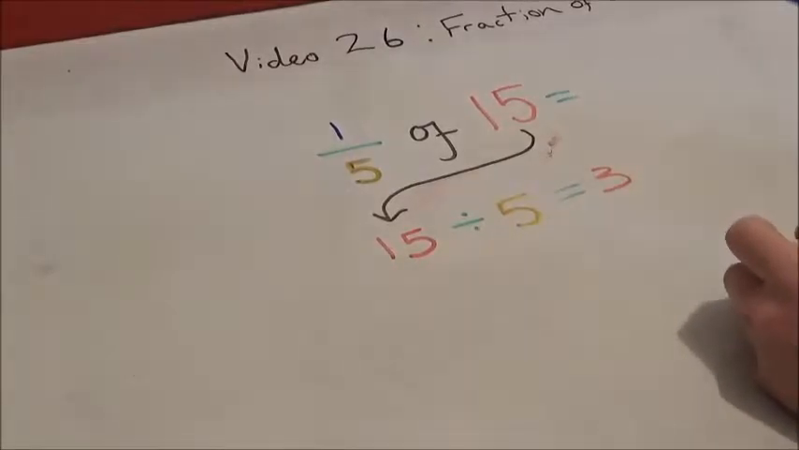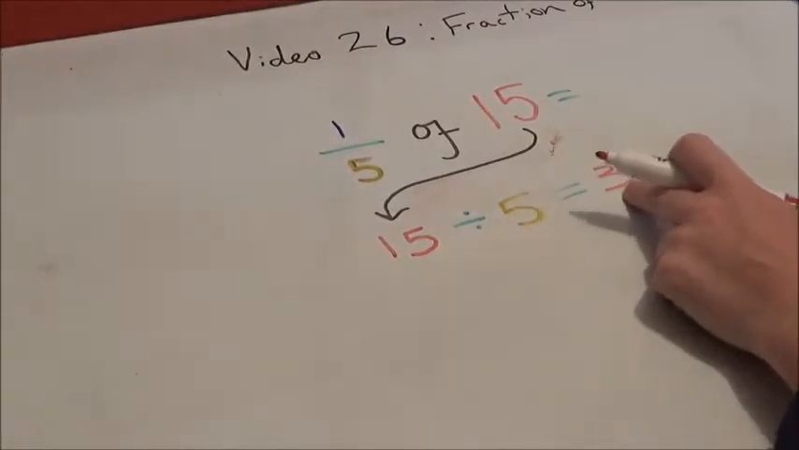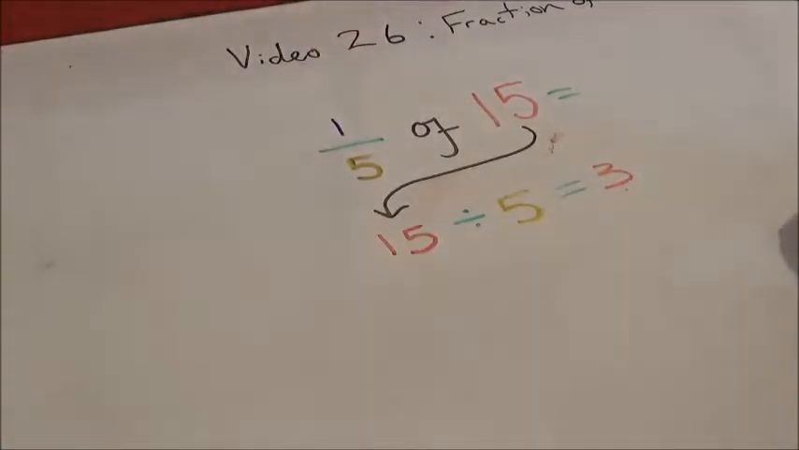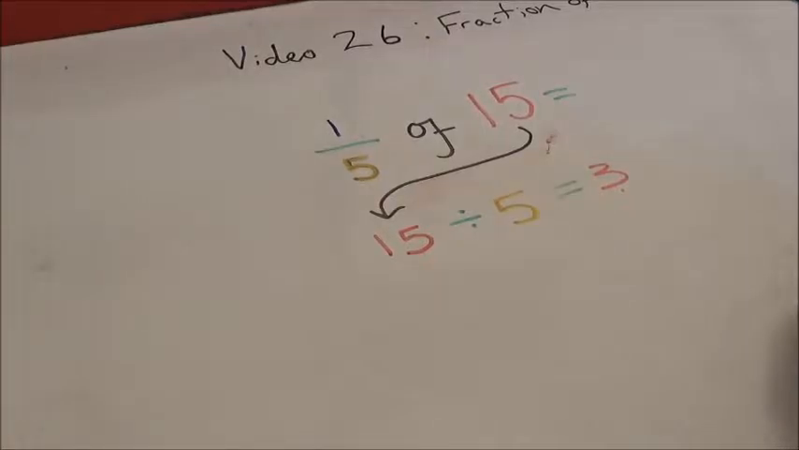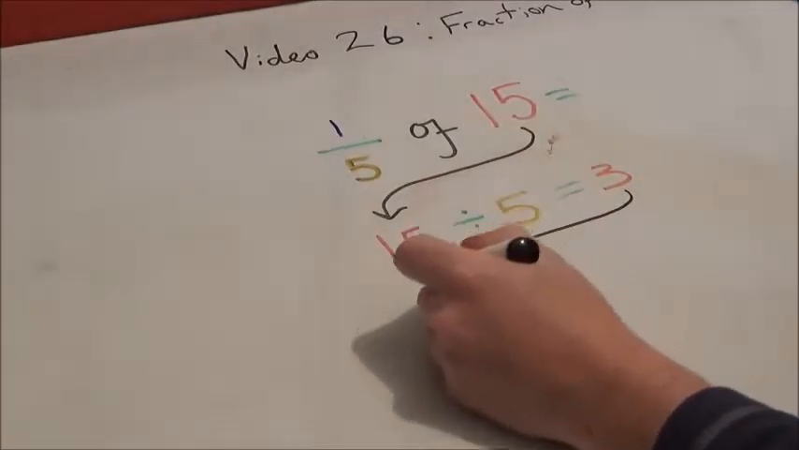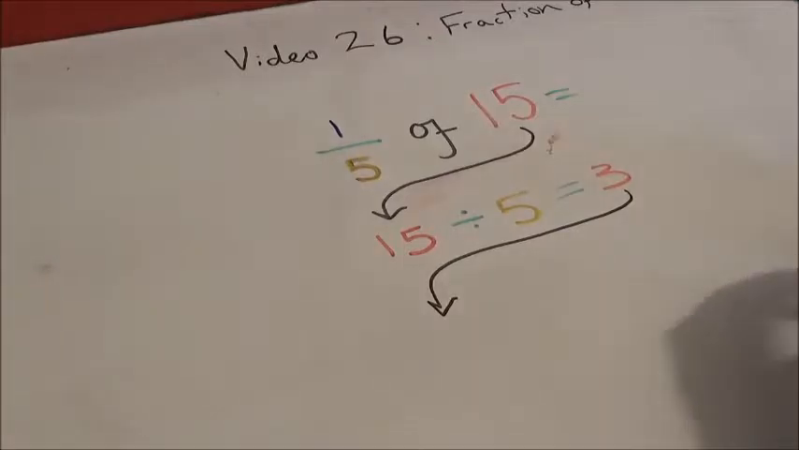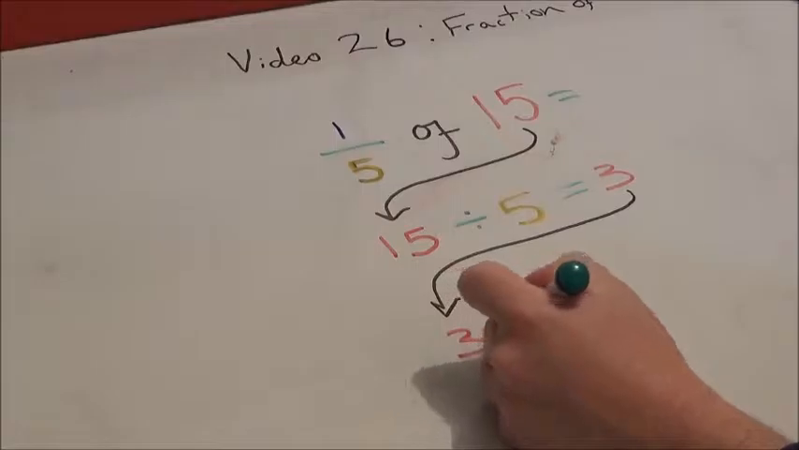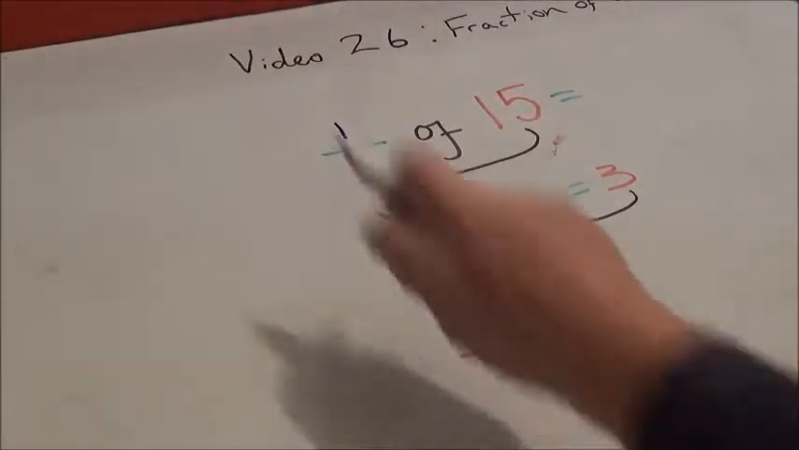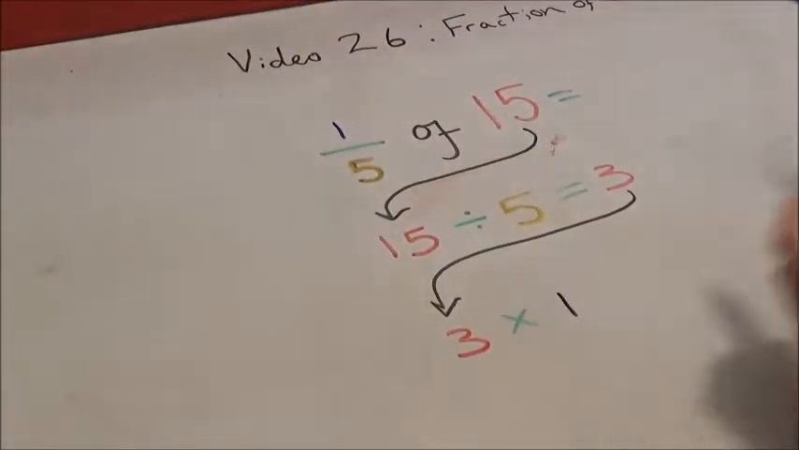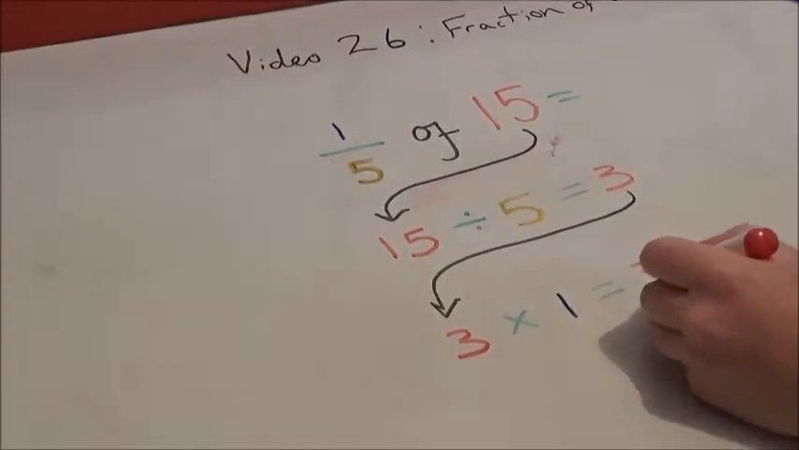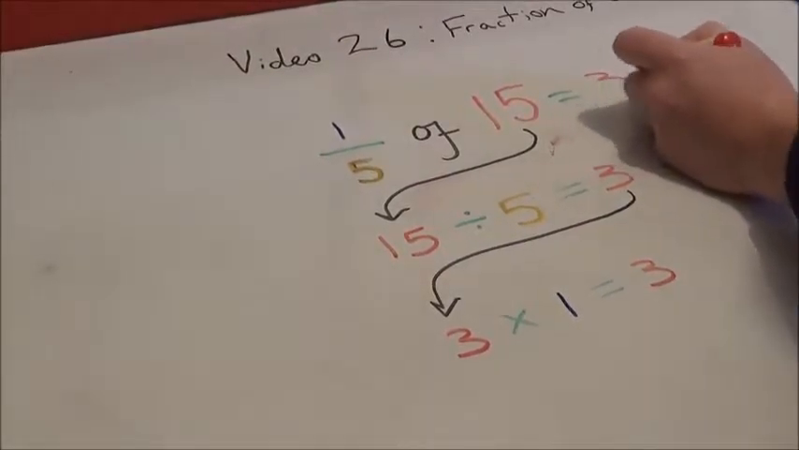3. Now, I've got my 3, and then I have to know how many of these numerators I have. In this case, it's actually 1. I'm going to bring this down here for my next bit, and then I'm going to do 3, and I'm going to multiply this by my numerator up here, because that's how many sections we have. In this case, it's 1, so 3 multiplied by 1 equals 3. So my answer is 3.